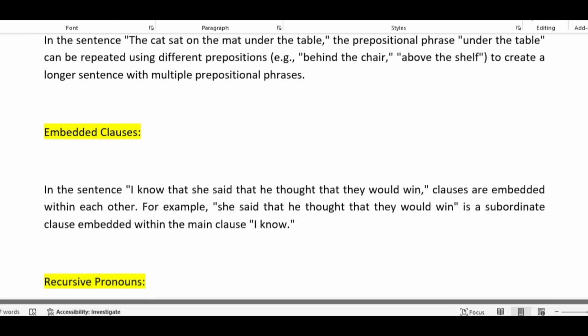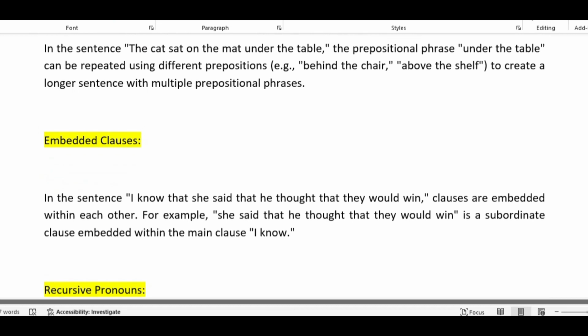Embedded clauses. What is this? We will see now. In the sentence, I know that she said that he thought that they would win, clauses are embedded within each other. Listen now, the sentence we will read again. I know that she said that he thought that they would win.